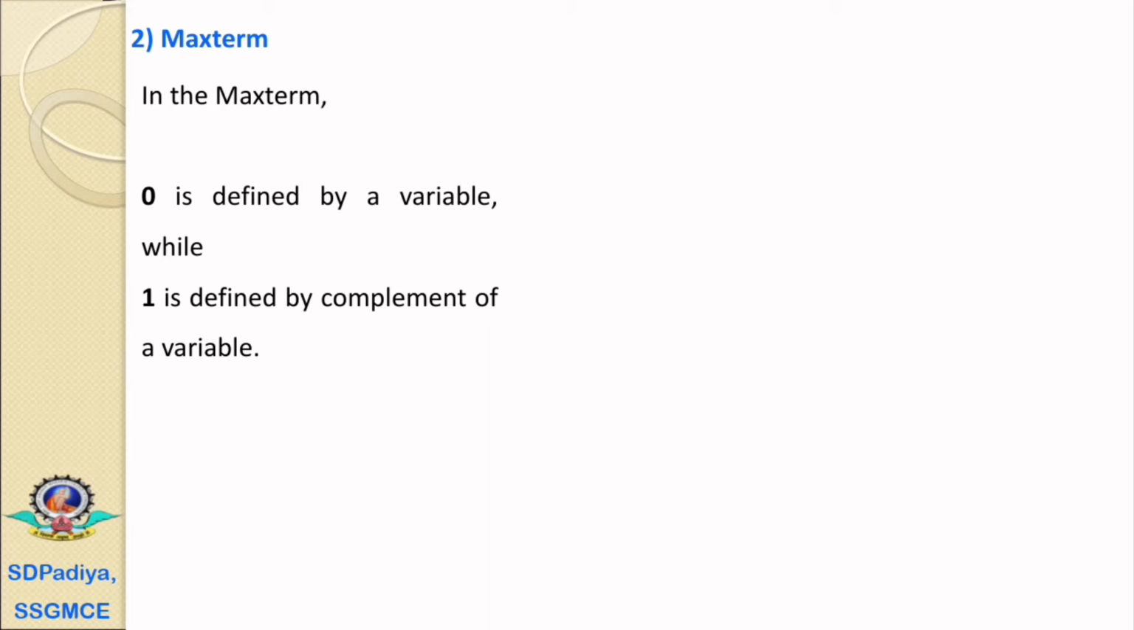In the max term, we have exactly the reverse of the min term. Here, 0 is defined by a variable and 1 is defined by a complement of a variable. Or in reverse, if we have a variable, then it should be defined by a 0, and the complement of a variable should be defined by a 1. For example, we have 0, 1, 0. Now here 0 means a variable and 1 means a complement of a variable. Therefore, its respective max term is x plus y dash, that is complement of y, plus z.